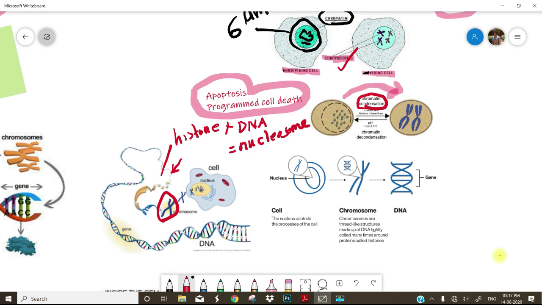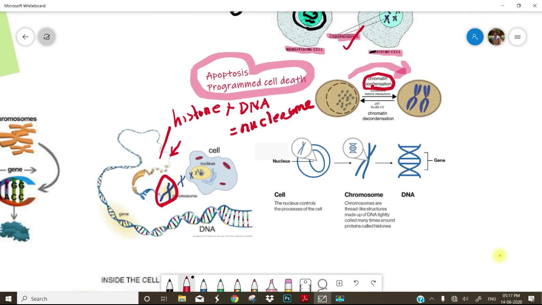Now what is DNA? Here you can see the DNA very clearly. DNA is a double helical molecule carrying the genetic instructions an organism needs to develop, live and reproduce.